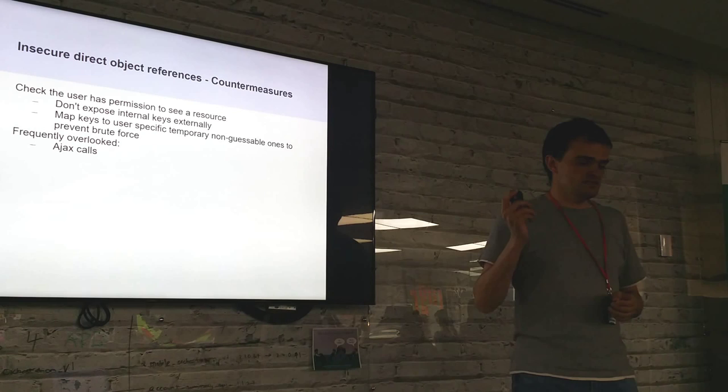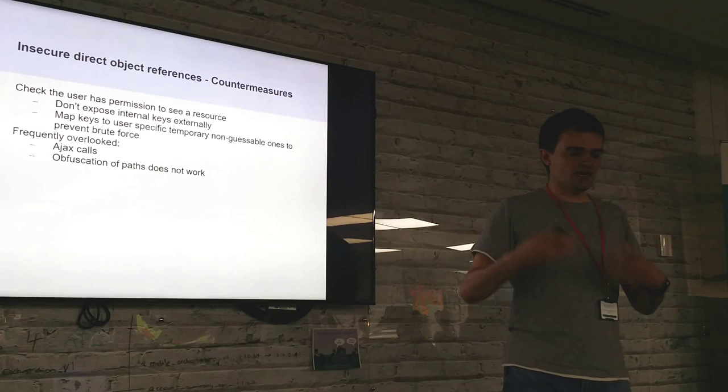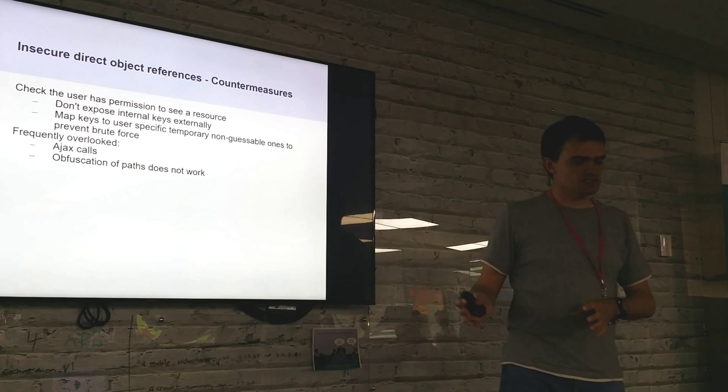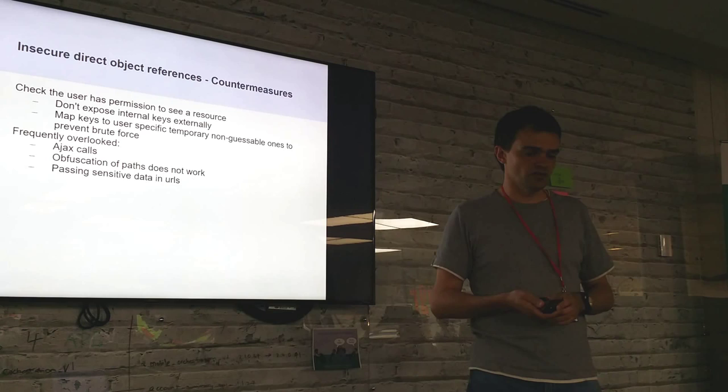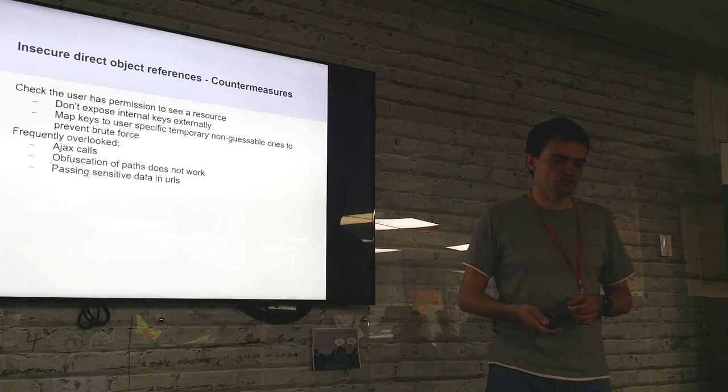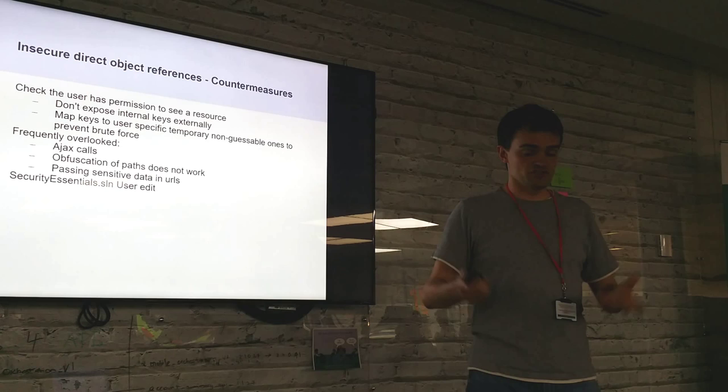Developers tend to look in one place and not others, so there are areas they can get caught out on, like their main web pages will all be secure and do checking, but the AJAX calls won't. They'll rely on obfuscation to cover everything up, which generally doesn't work, because the paths can get captured in a lot of different places and get reused. And I cover it in the user edit project. I just check the user's meant to be there.